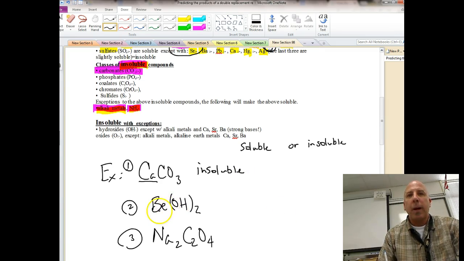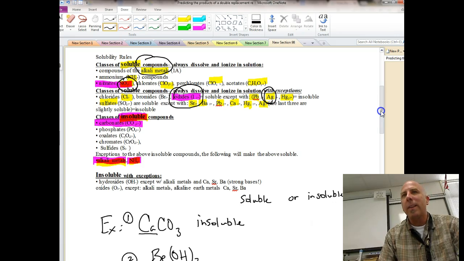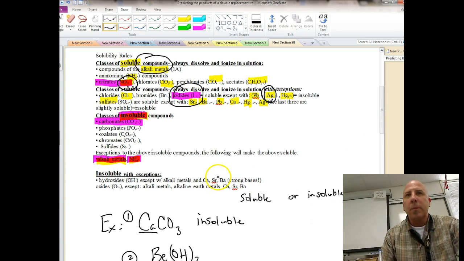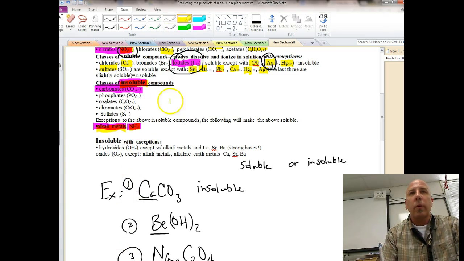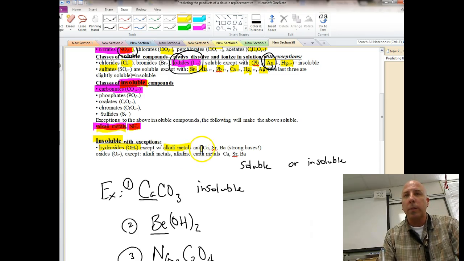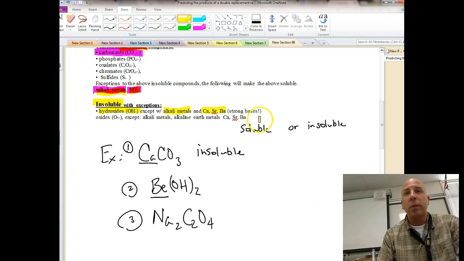Okay, the next one we have is beryllium hydroxide. Beryllium is an alkaline earth metal, group 2A again. So we'll look up here for alkaline earth metals, and there's not really anything that deals with alkaline earth metals. Not really anything going on here. So we have to look at our hydroxides. And so right down here at the bottom, excuse me, we've got a bell going. Okay, so on our hydroxides, we have hydroxides are insoluble except with alkali metals. Okay, so an alkali metal would make a hydroxide soluble. And calcium, strontium, and barium, those are going to be soluble. So this is not calcium, strontium, or barium, so this is definitely going to be insoluble.